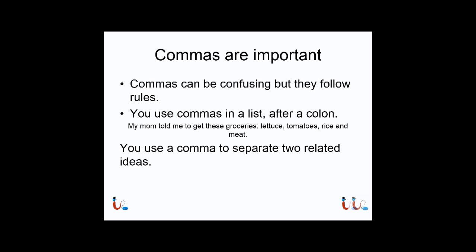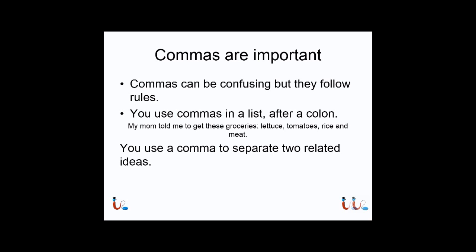Commas are important. Commas can be confusing, but they follow certain specific rules. You use commas in a list after a colon. My mom told me to get these groceries: lettuce, tomatoes, rice, and meat. Notice that each successive item in our grocery list had a comma after it, except for rice. Because rice comes before the word and, which is a conjunction, we do not put a comma. Other than that, every item in the list that comes before the conjunction is going to have a comma attached to it.